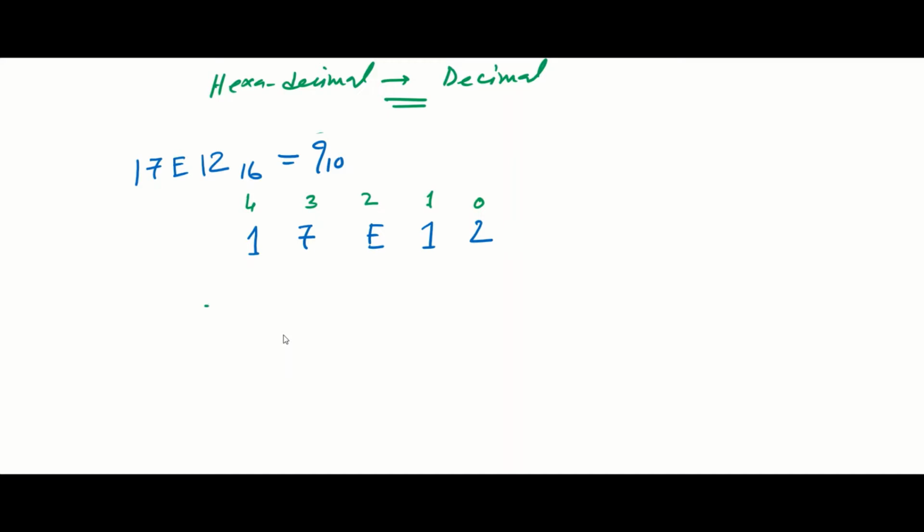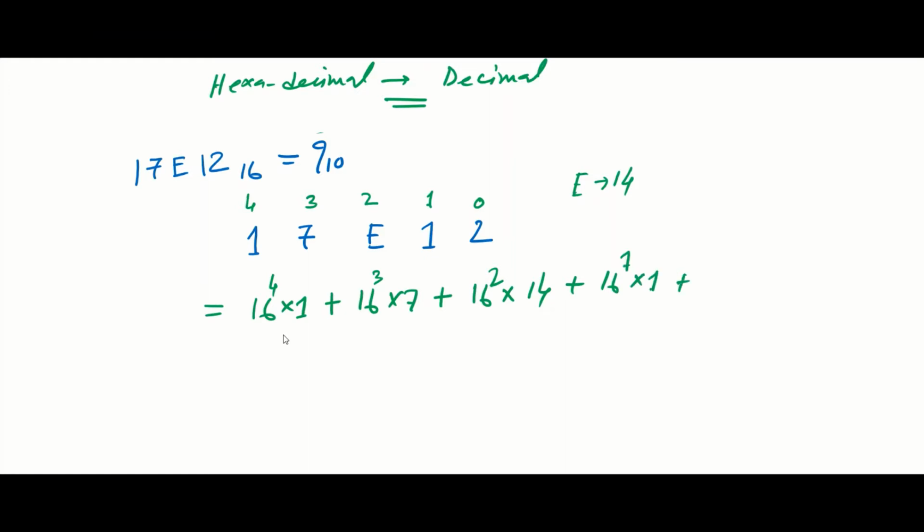So now let's calculate. That should be 16 to the power 4 multiply with 1 plus 16 to the power 3 multiply with 7 plus 16 to the power 2 multiply with E. So we know what E is. E is actually 15. Is it? No, E is not 15. E is actually 14. Plus 16 to the power 1 multiply with 1 plus 16 to the power 0 multiply with 2. Okay, so a very simple and straightforward method.